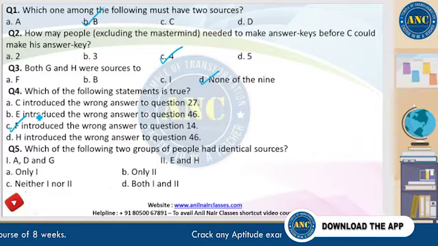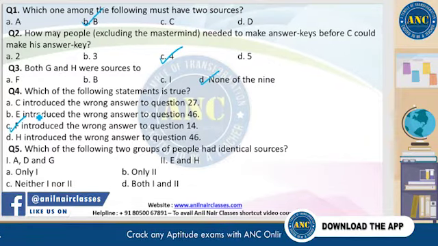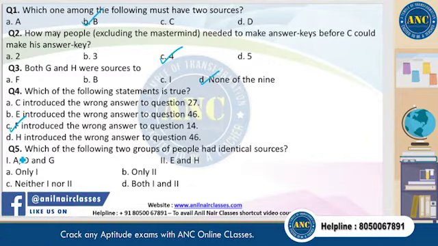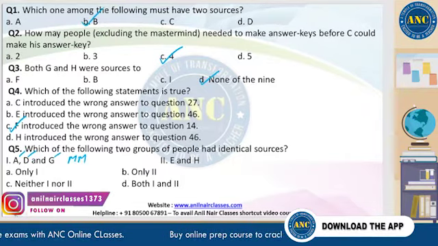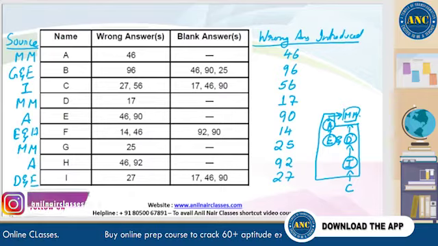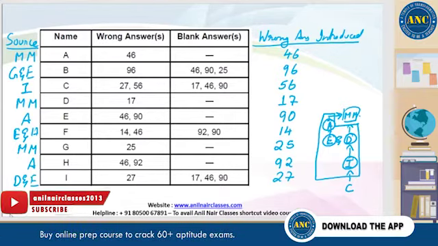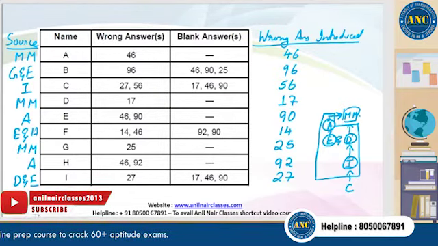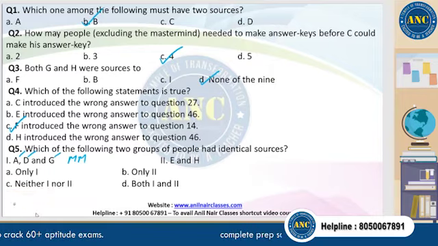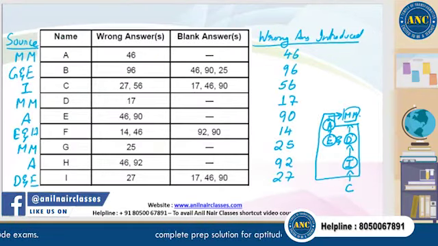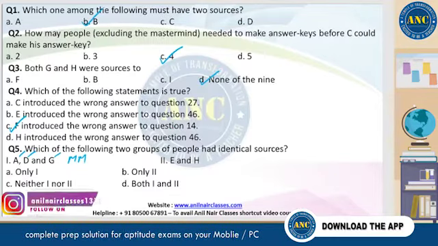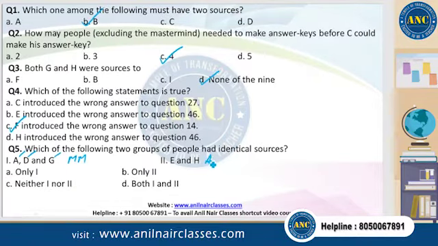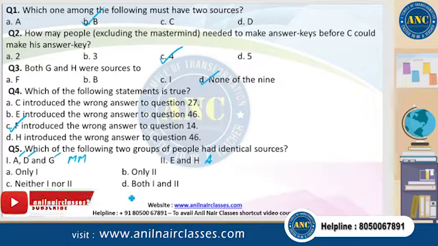And the last one: which of the following two groups of people had identical sources. We know that A, D, and G all copy from the mastermind. And also, E and H had identical sources. The E source was A and the H source was also A. Both sources were A. So both 1 and 2 had identical sources.